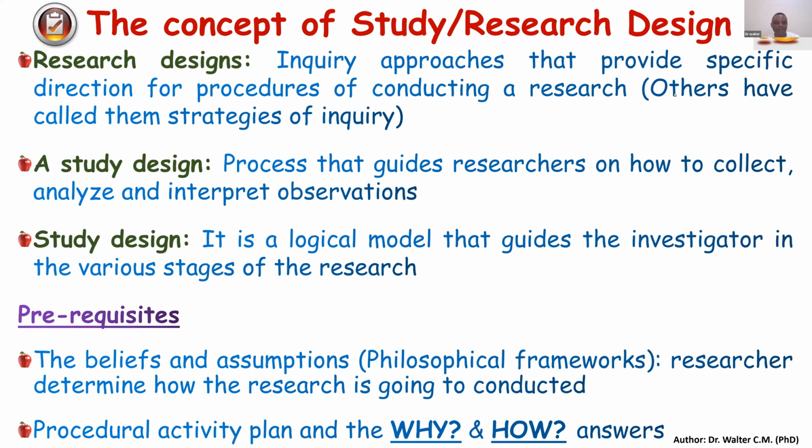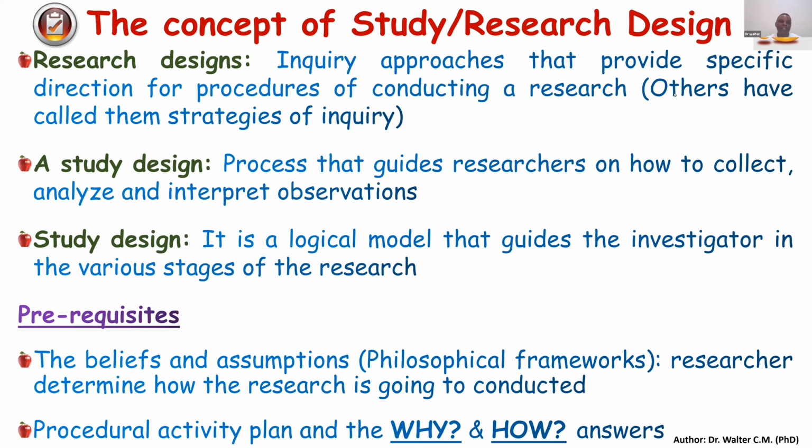The second prerequisite that you must have on the table is the procedural activity plan. Do you plan to go there and interview people only? Do you plan to go there and take a blood sample for testing the level of hemoglobin? Do you want to go there and teach people? The procedural activity that you plan will inform you which design you fall in.